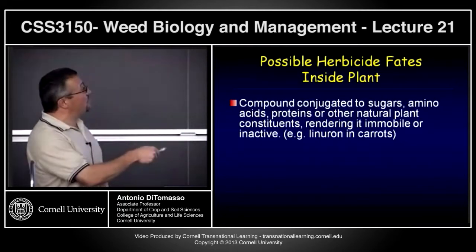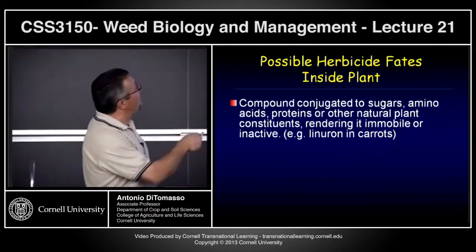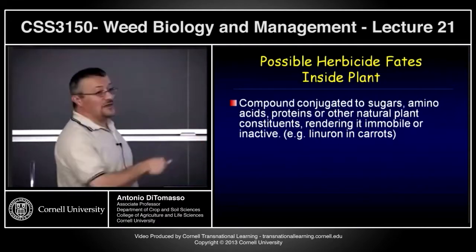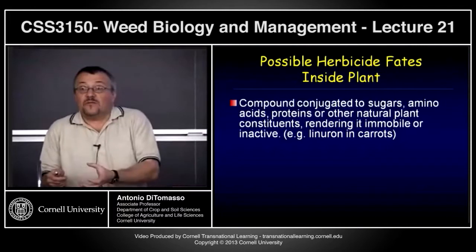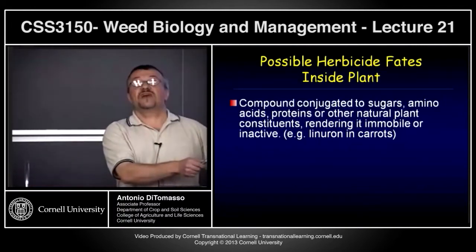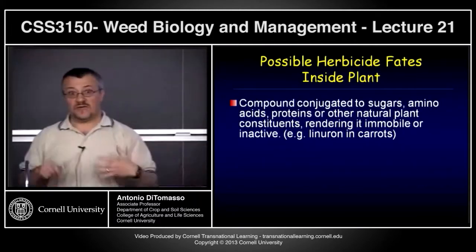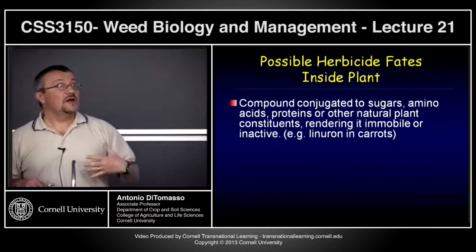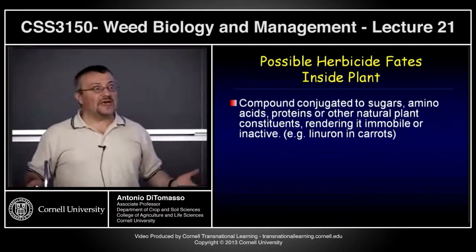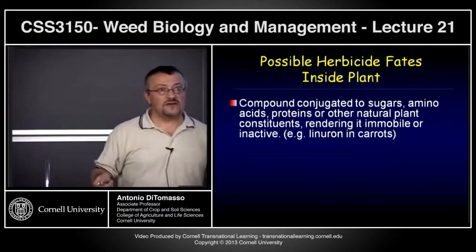But generally, the reason we could use linuron in carrots is that carrots took the linuron and bound it, or conjugated it, to sugars, and then the plant moved it to a vacuole where it did not damage the plant. And eventually it was degraded to non-toxic compounds. Susceptible species can't do that. They can't conjugate, for whatever reason, generally some physiological reason.